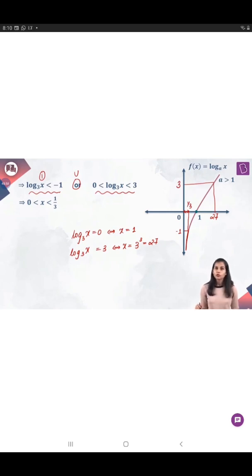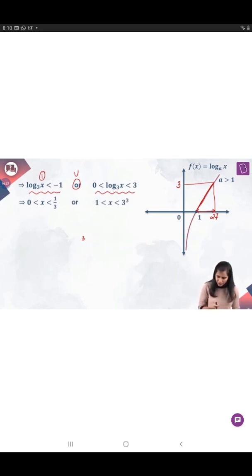If you want your log to be between 0 and 3, let me rub this. Okay, so now I don't need this. If you want your log value to be between 0 and 3, that means you are interested in this part of the graph. So log value is between 0 and 3 only when the input is between 1 and 27. Okay, that's it, bingo. What have I got? The solution set corresponding to the second inequality is all real numbers x between 1 and 27.